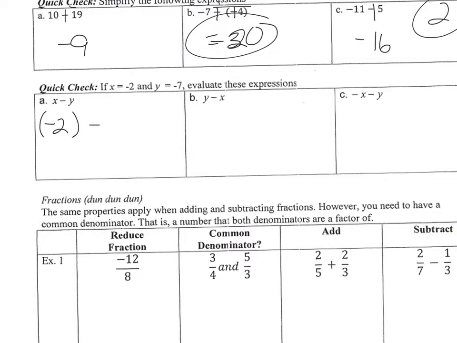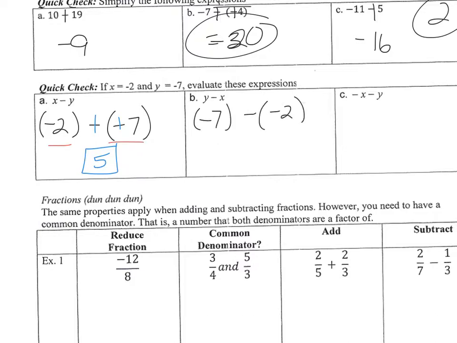So negative 2 minus negative 7. So this was my x, this is my y. I have two negatives, so I want to change that. And so now I'm going to have a 5 is my answer. So y, which is negative 7, minus x, which is negative 2. Add the opposite, so I'm going to get negative 5.